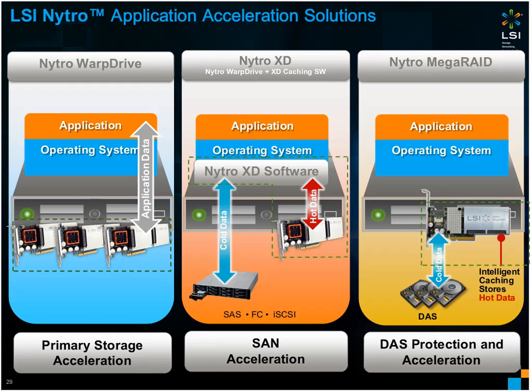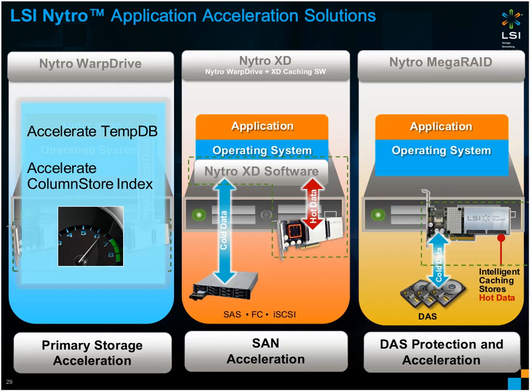The center is if you don't have high IT spend or high DBA spend, and you want that same benefit that you get on the left, then allow Nytro XD to manage your data traffic for you. And we'll place hot data into flash and allow the cooler data or the less frequently accessed data to go to a hard disk drive or SAN. In the far right, it does the same thing as the center, but it's for DAS. So DAS protection and acceleration. That's how we segment the products.